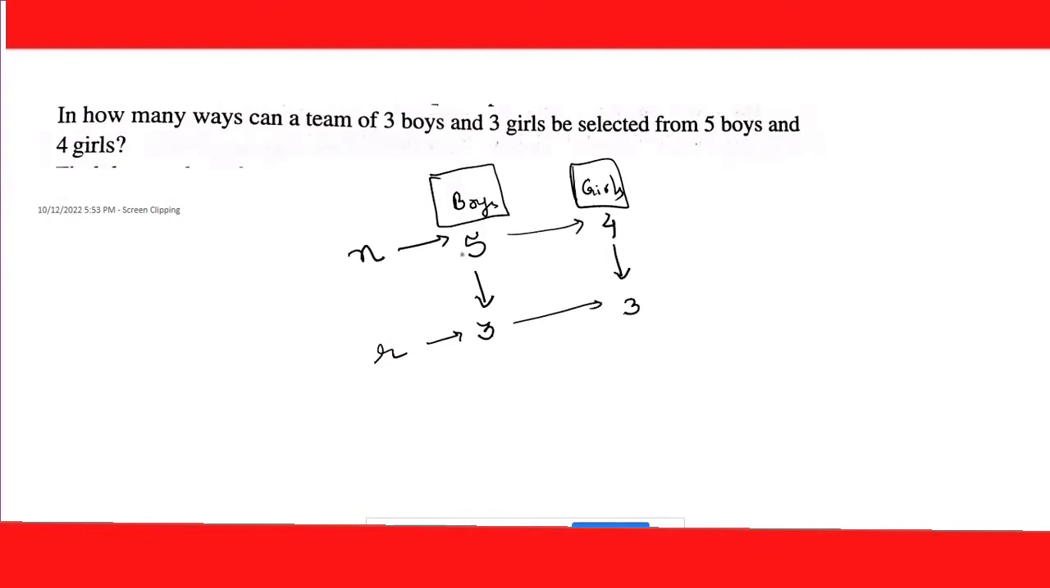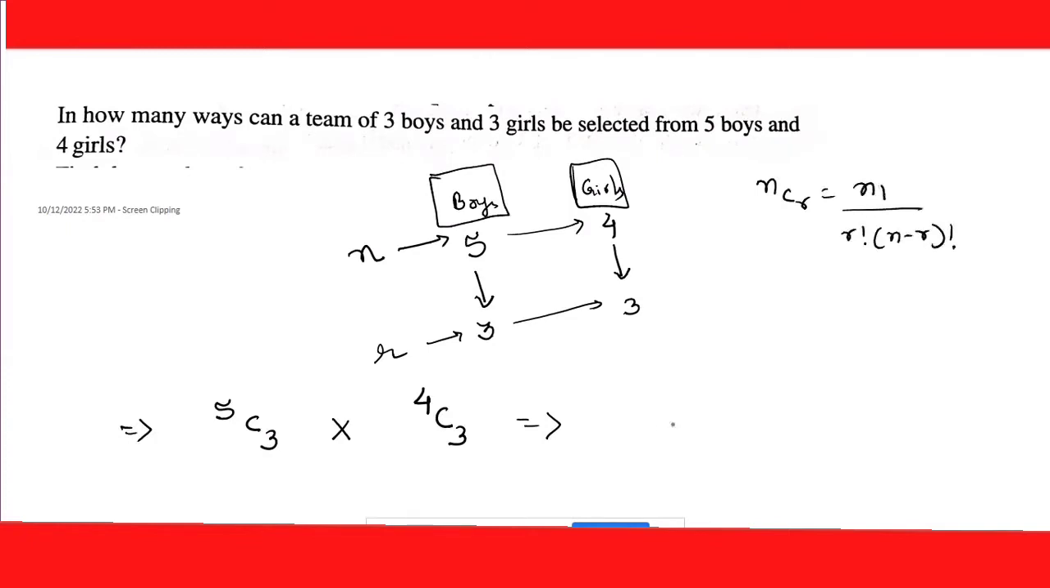So for the boys, we find 5C3, then multiply by 4C3. This is your answer. When you solve, use the formula. Solve and send me.